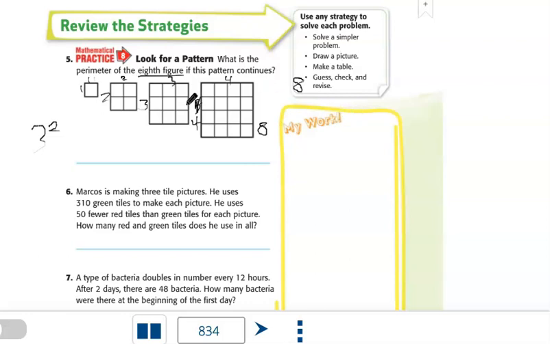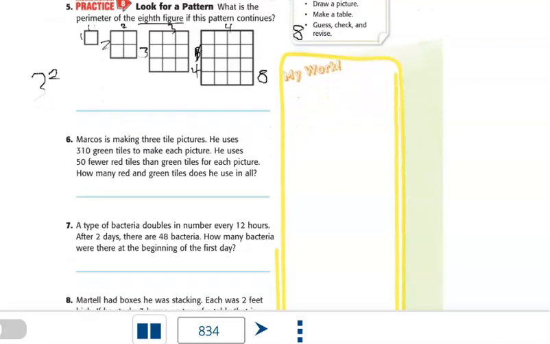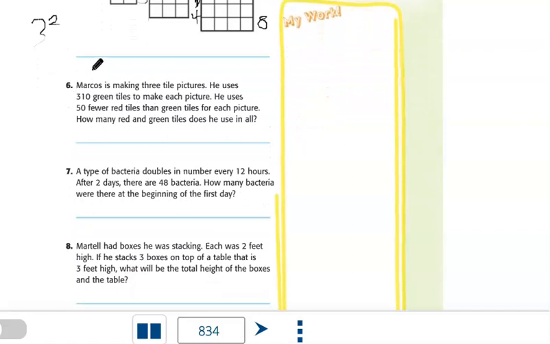Number 6, Marcos is making 3 tile pictures. He uses 310 green tiles to make each picture. He uses 50 fewer red tiles than green tiles for each picture. How many red and green tiles does he use in all?